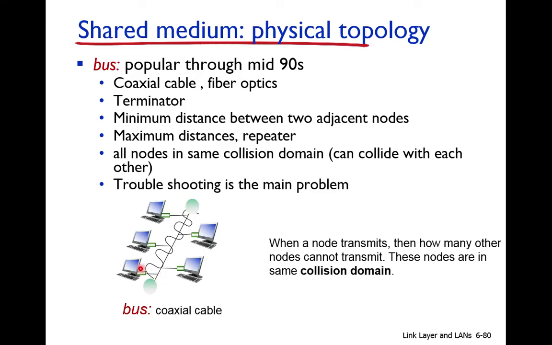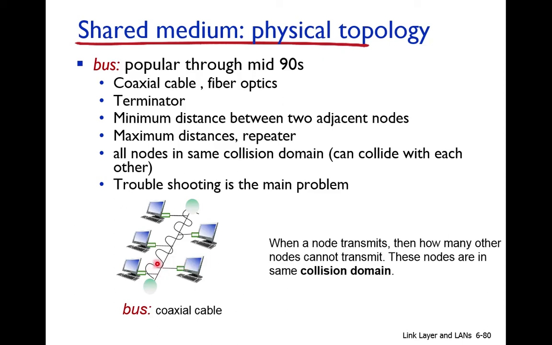When one node transmits data, the data moves from one end of the link to the other end. So each node receives the signal, the data. This data is received by this node, by this node, by this node. When each node receives the data, it checks the destination address in the data. If the destination address in the data packet matches the address of the node, or if the destination MAC address is broadcast, then the node accepts it. Otherwise, the node will discard it.